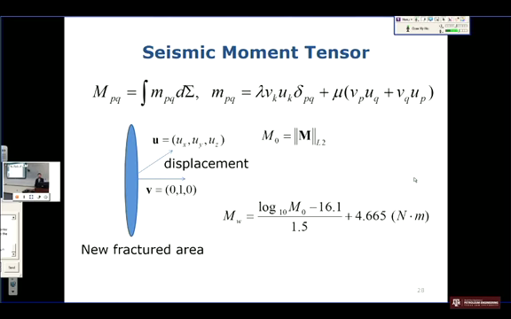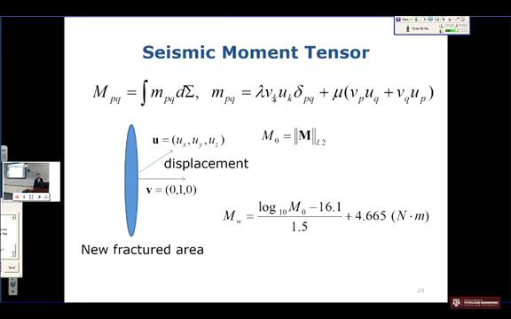To model induced seismicity, we used the seismic moment tensor analysis. M sub PQ is the seismic moment tensor, and small m sub PQ means the seismic moment tensor per unit area, and sigma is the fractured area. Then the seismic moment tensor can be calculated from the elastic moduli, the displacement vector, the normal vector to the fractured area, and the new fractured area.